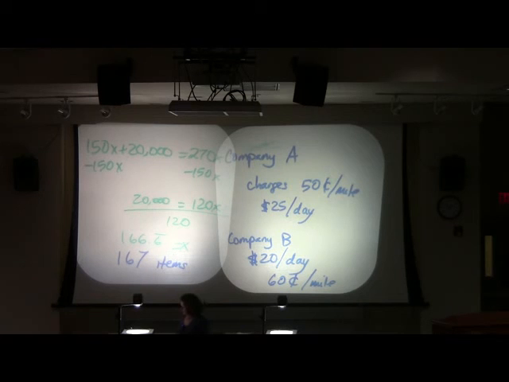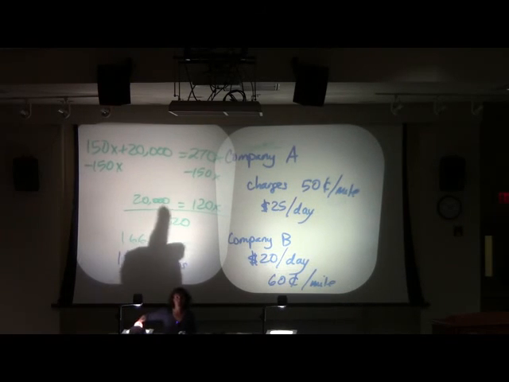So, what I would like to do is I would like us to find the cost function, renting from company A and renting from company B, and then figure out which would be the more optimal route to go in various situations. Doesn't that sound exciting?